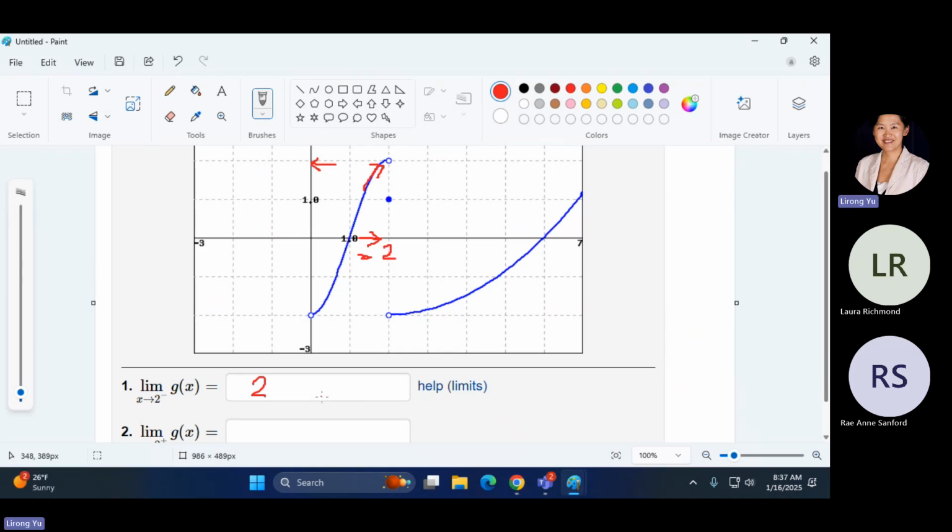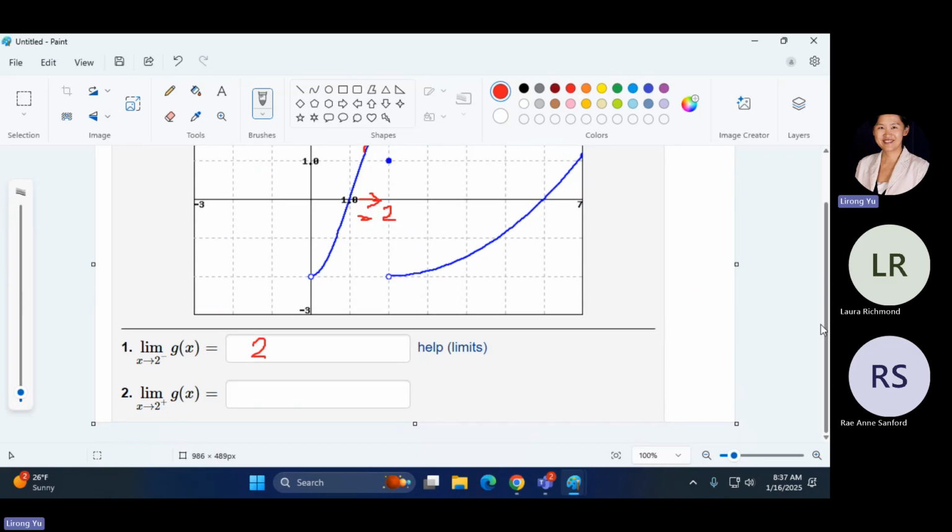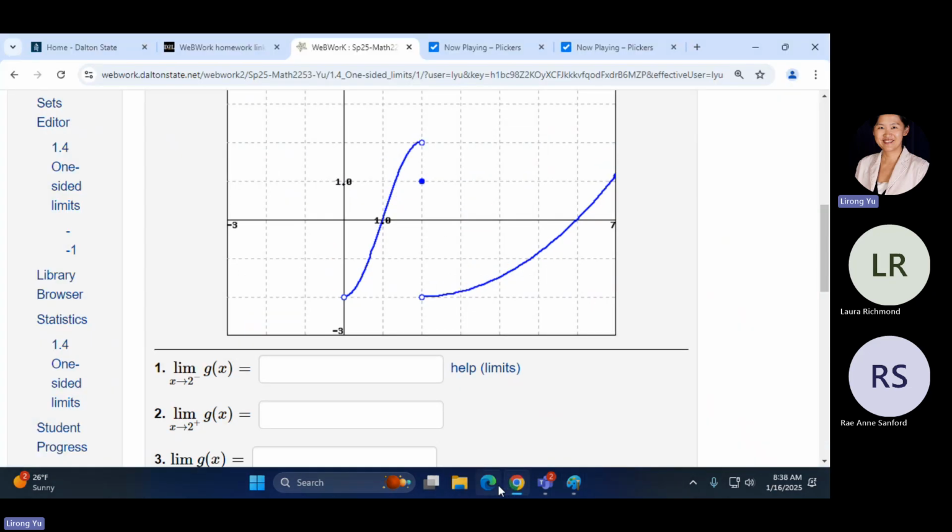All right, next one is the limit of g of x when x is approaching 2 from the right side. That's the right-hand limit. We're approaching 2 from the right side, the positive side, so it's approaching this way. You can see the limit is -2. So this limit is -2. Any question? Right, so that's the one-sided limit.